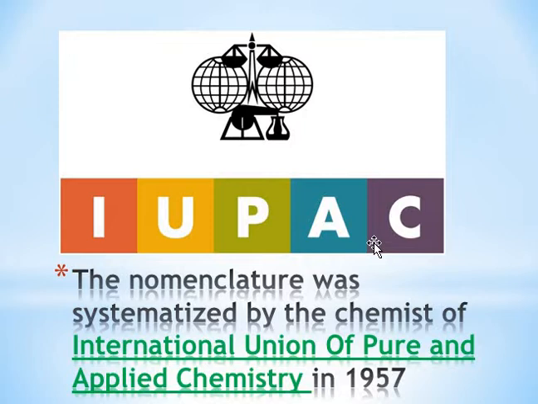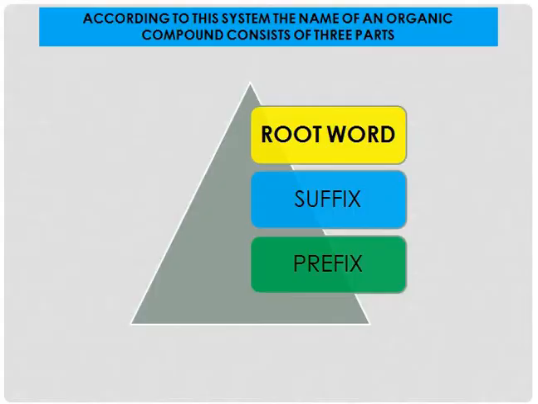Organic compounds have common names like glucose, fructose, and even methane gas, also known as marsh gas. Their IUPAC names will be methane, methyl bromide. So these are the IUPAC names, and this is also known as nomenclature or IUPAC. There are certain rules to write the IUPAC names of organic compounds.